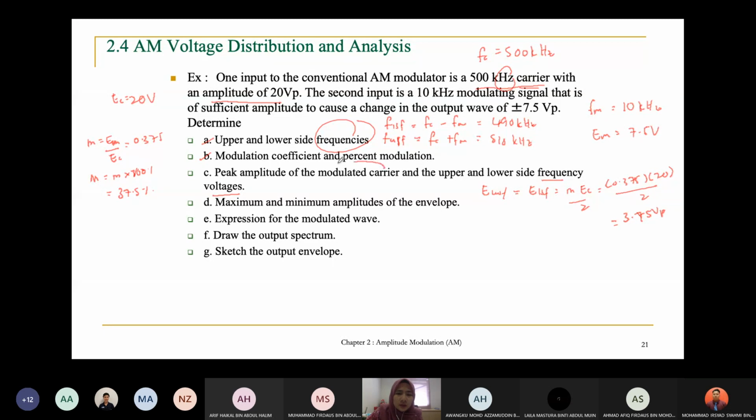Okay, so I want you to give me the answer for this one: the peak amplitude of the modulated carrier. Anyone can answer what is the value for the peak amplitude of the modulated carrier? Do you know how to calculate the peak amplitude of the modulated carrier?